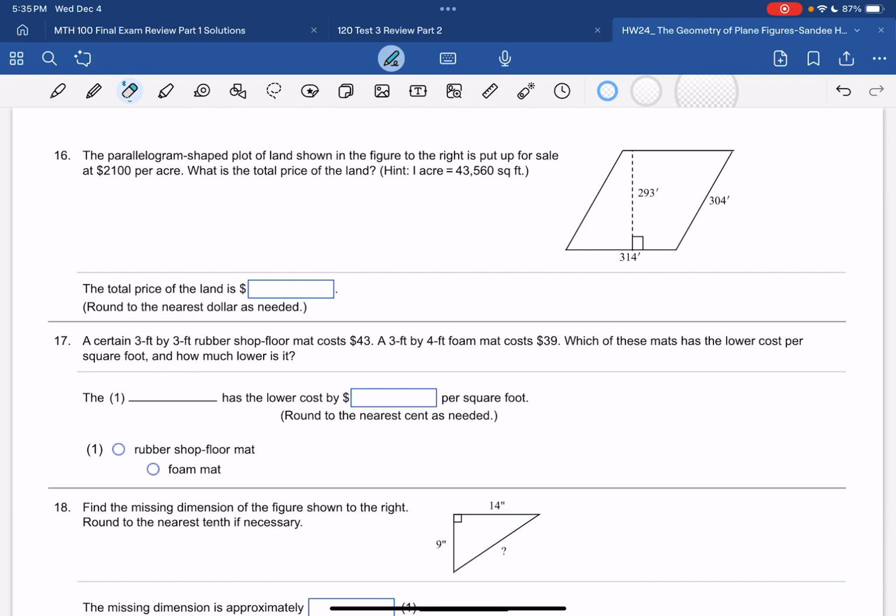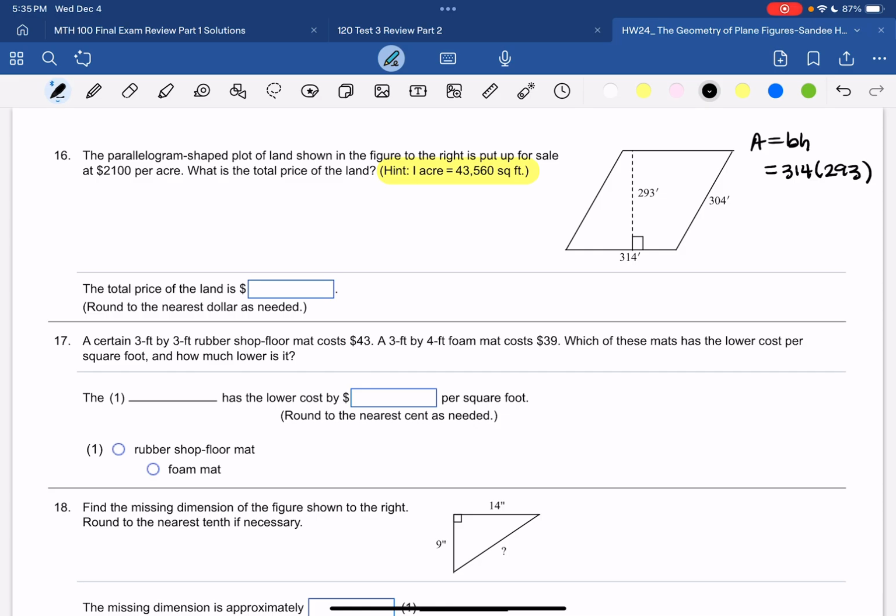Number 16. The parallelogram-shaped lot of land shown on the right is put up for sale at $2,100 per acre. What is the total price of the land? Well, first we've got to find the area in square feet and then change it over to acres. So when you have a parallelogram, its area is its base times its height. So it's 314 times 293 square feet.